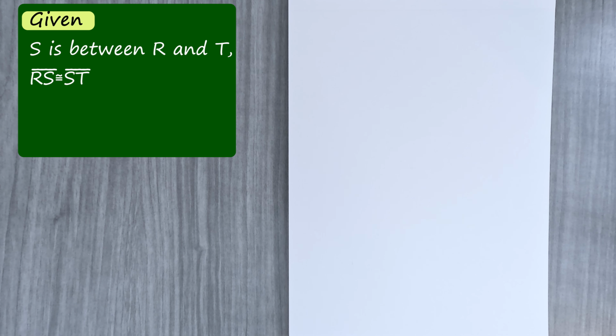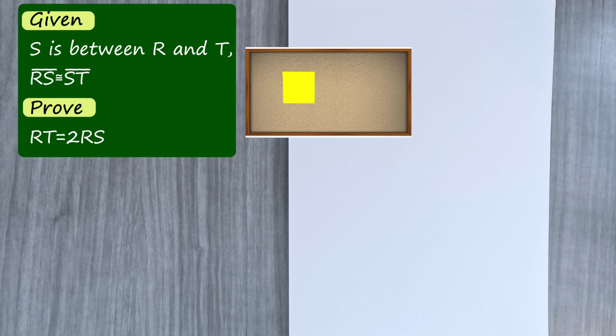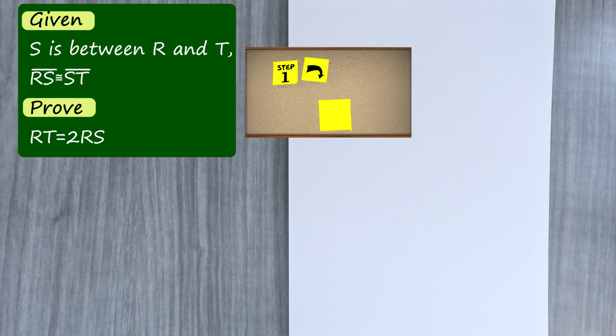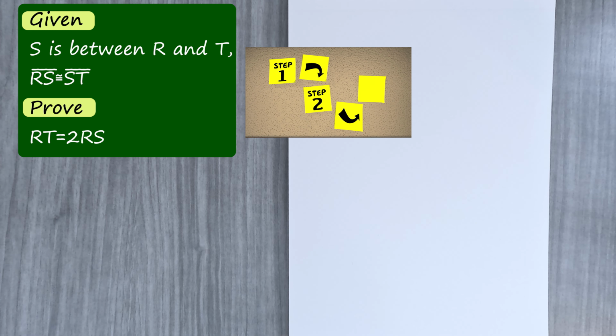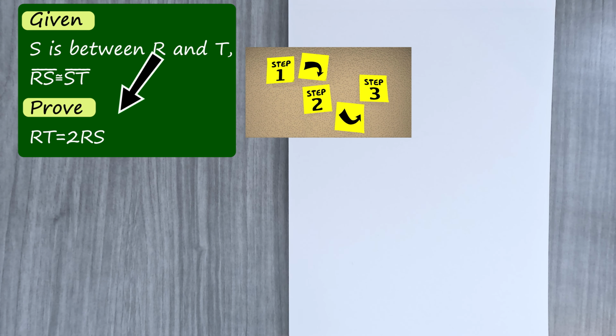Here's the information that we're going to be working with. We have our given information, also called the hypothesis, and the statement that we need to prove, also called the conclusion. What we need to do is provide step-by-step evidence that shows how to get from that given info to that statement we need to prove.